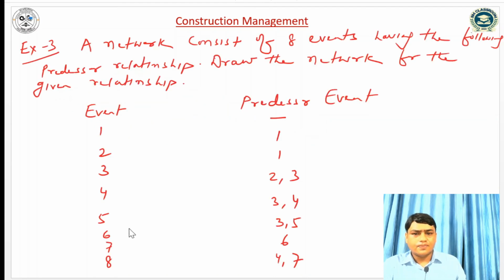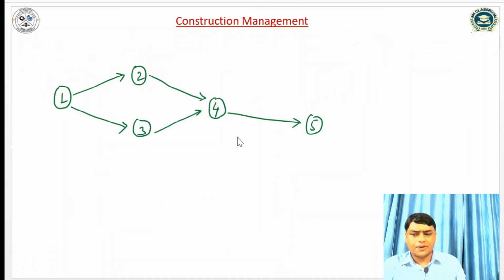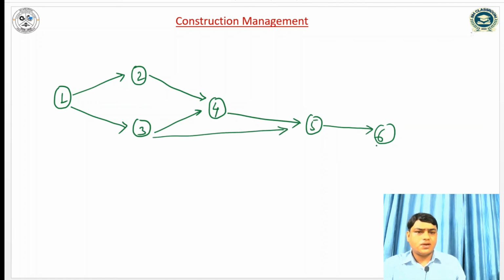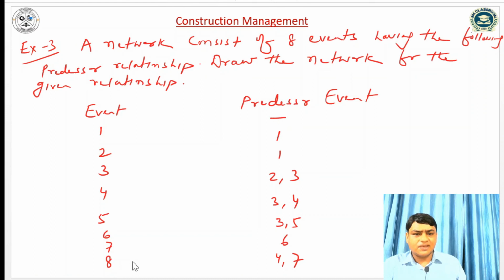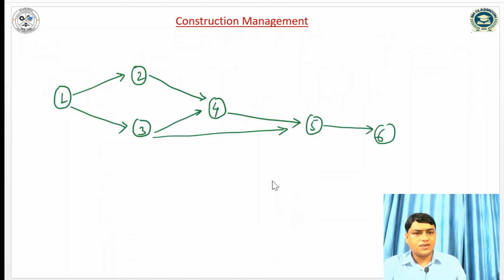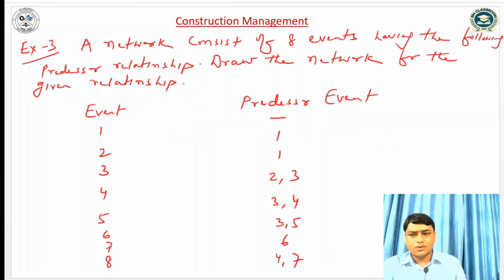And similarly event 6 has the predecessor events 3 and 5. This is event 6, with 3 and 5. So we can join like this. Event 6 has the predecessor events 3 and 5.